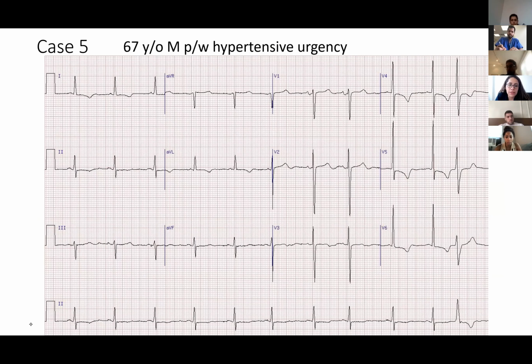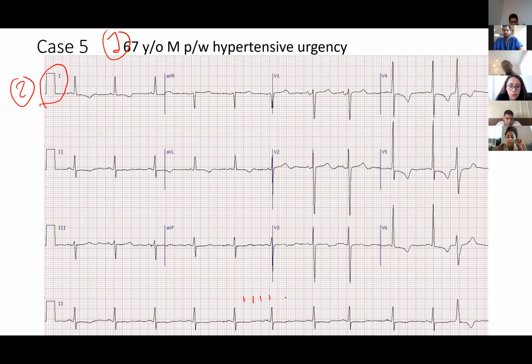So this is a 67-year-old male with hypertensive urgency. The first thing that we have to look at is the voltage. That seems to be normal. Then we're going to check first if we can see the rate. In this case, the heart rate, let me check, 300, 150, 100, is between like 60 and 75. A little bit more towards 75, but it's probably like 70.